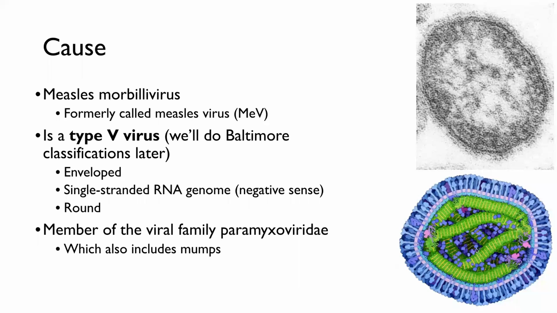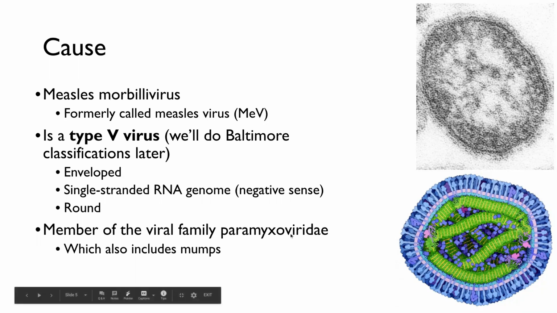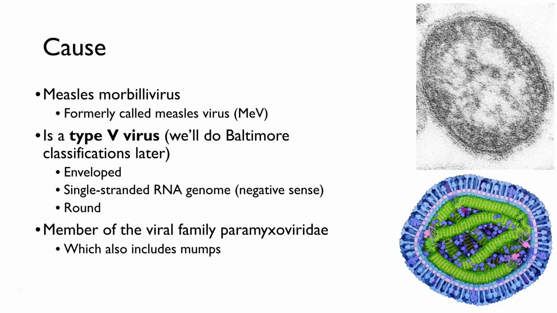Just as a note, this is actually pretty similar to COVID-19 as a virus. And so we're going to talk about COVID-19 later in the semester when we talk about epidemiology and public health. But do know they do share some similarities in terms of their structure, not in terms of their evolutionary history, but in terms of their structure. And it is a member of the viral family Paramyxoviridae, which also includes the mumps virus, which is an equally not as fun virus.